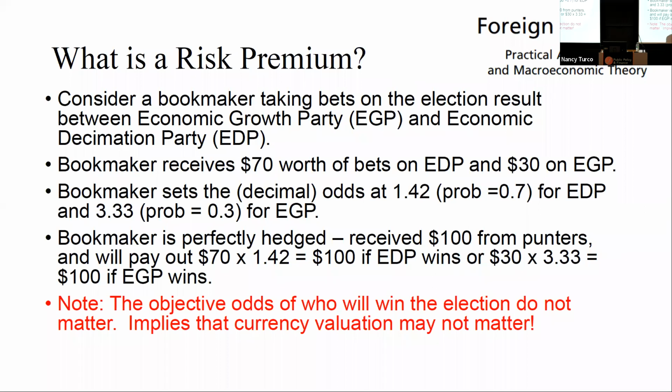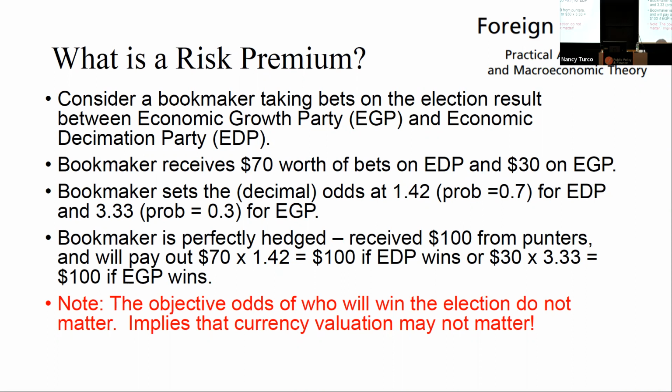Now, this is the point. So in red, I put the point. The objective probability of who will win the election does not matter. And that sort of implies that currency valuation doesn't matter. It doesn't matter what the growth rate is in Europe versus the US or something like that. If there's a risk premium, the price of the euro can diverge far from what those fundamentals would tell you.